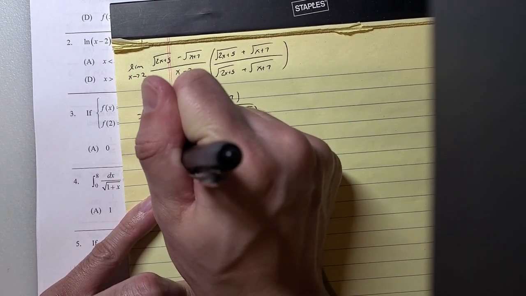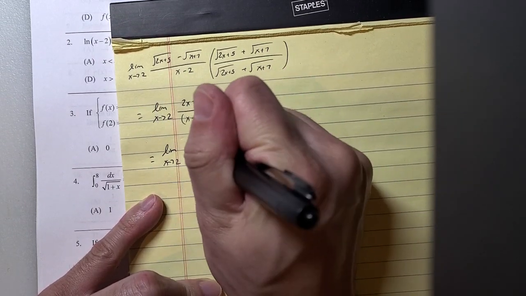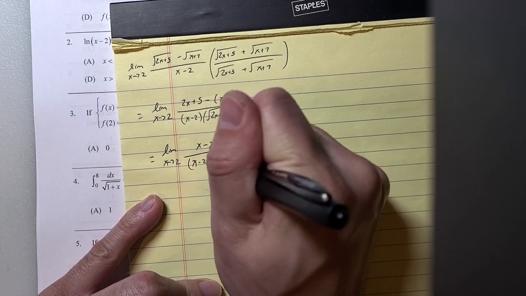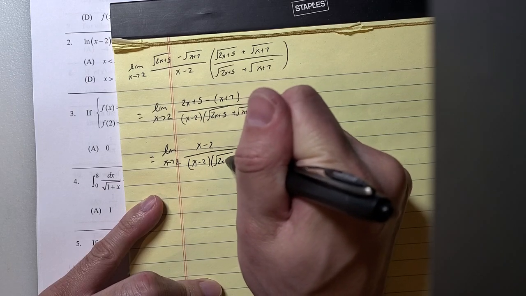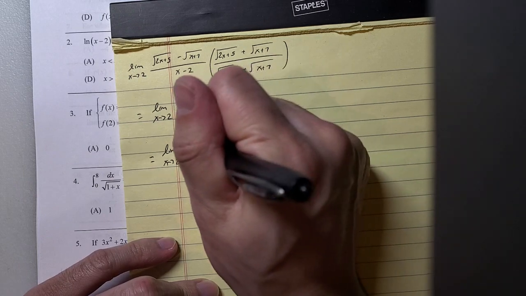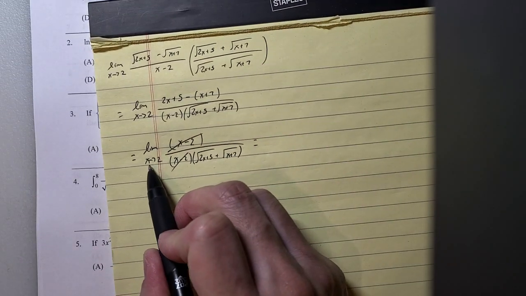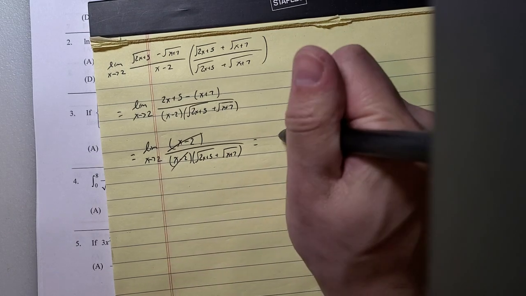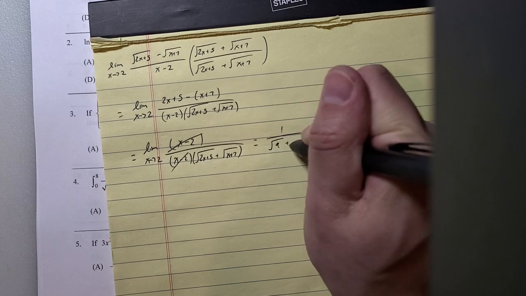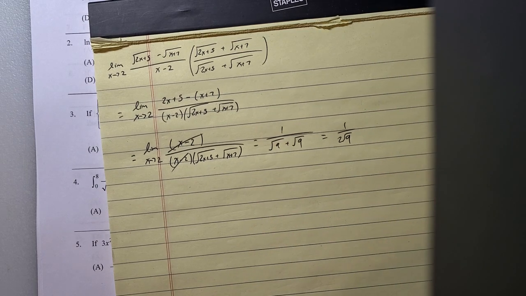Limit as x goes to 2. The top, we would be left with 2x minus x, that's just x, and 5 minus 7, so x minus 2. Oh, look, conveniently we'll be able to cancel something. This top x minus 2 can cancel with that one. Now we can evaluate the limit by plugging in x is 2. The bottom, we would get 1 over the square root of 9 plus the square root of 9, which is 1 over 2 root 9.